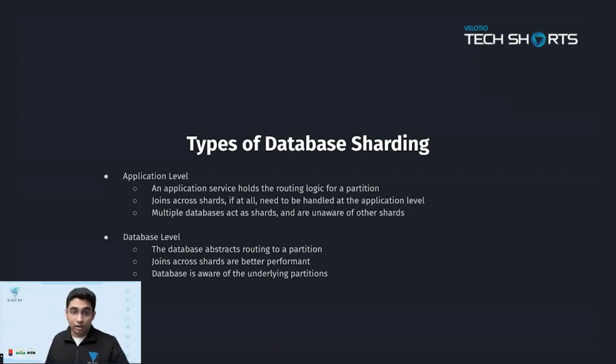Whereas in the case of database level sharding, the database abstracts routing to a particular partition. That also means that the complexity of routing is abstracted away from the developer. Now the joins across shards perform a little better, but again, they should be avoided because that defeats the purpose of having partitions. In this case, because the database is managing the partitions, the database is aware of the underlying partitions.